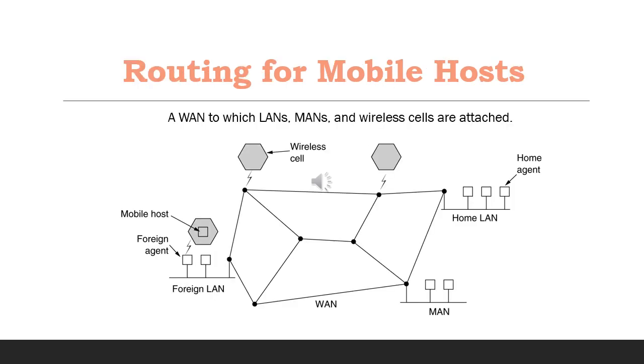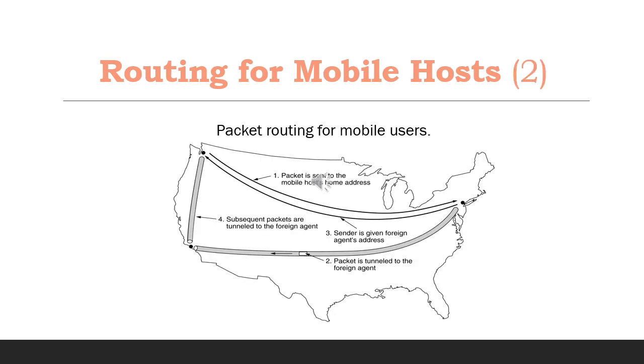Now routing with mobile hosts. A LAN to which LANs, MANs and wireless cells are attached. We have a wireless cell, we have a home agent, we have a foreign agent. Now here we have a packet sent to the mobile host's home address whenever you are roaming. So that's the first thing.